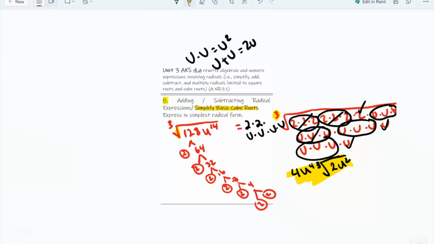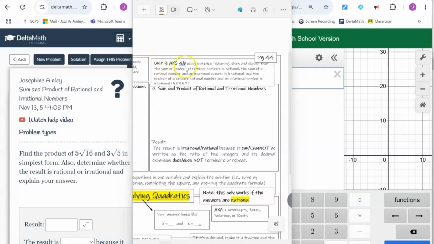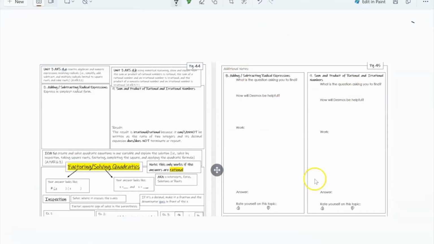Let's practice. All right, so we're going to take a look at AKS 4B. Again, it's very similar. The only difference is that we need to explain that the sum or product of rational numbers is rational. The sum or product of a rational and an irrational number is irrational, and the product of a non-zero rational number and an irrational number is irrational. All right, so we're going to go to sum and product of rational numbers. Again, whichever question you're putting down is fine, but please remember to show yourself how to do this.